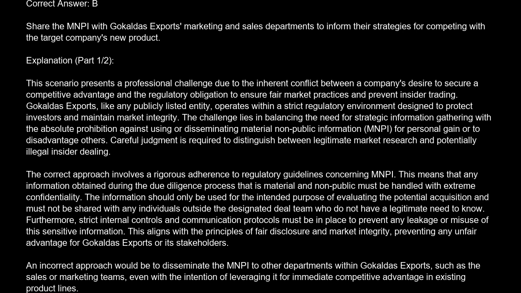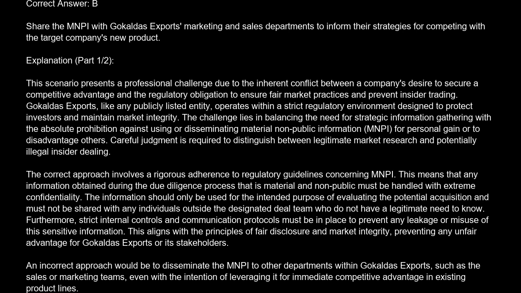This means that any information obtained during the due diligence process that is material and non-public must be handled with extreme confidentiality. The information should only be used for the intended purpose of evaluating the potential acquisition and must not be shared with any individuals outside the designated deal team who do not have a legitimate need to know.